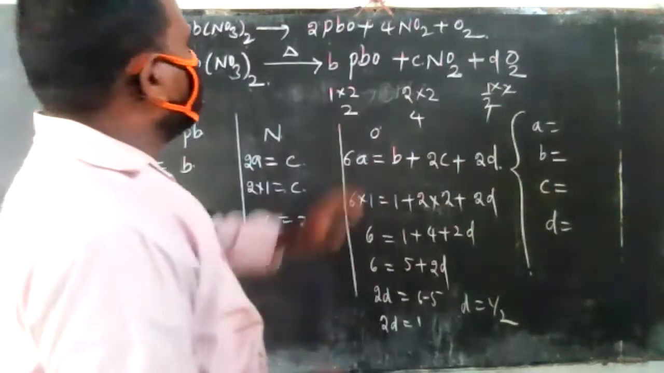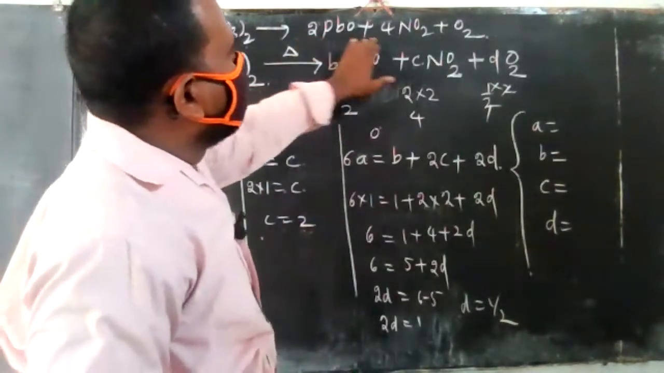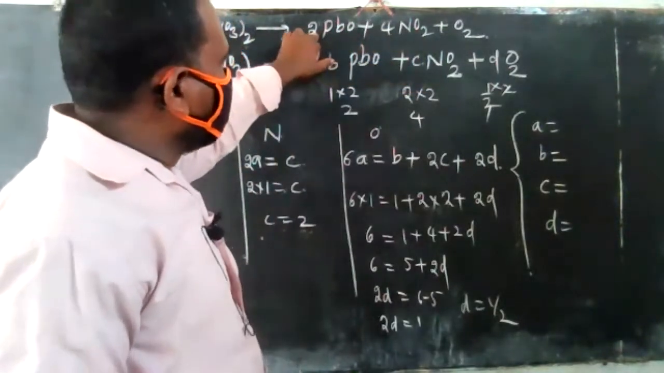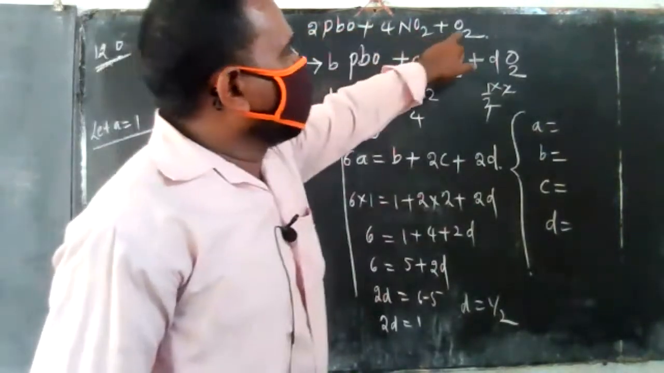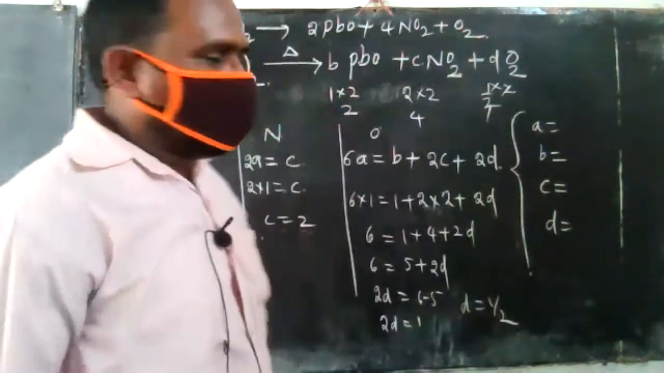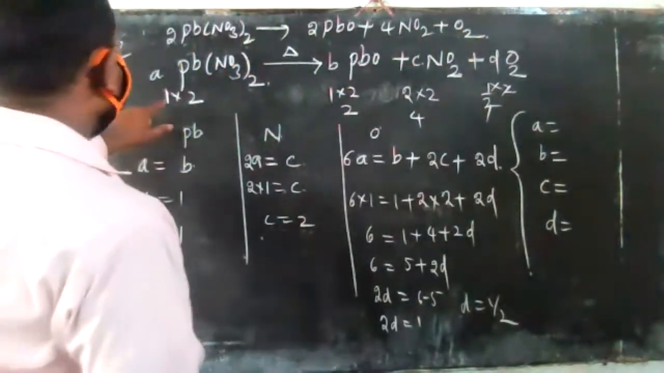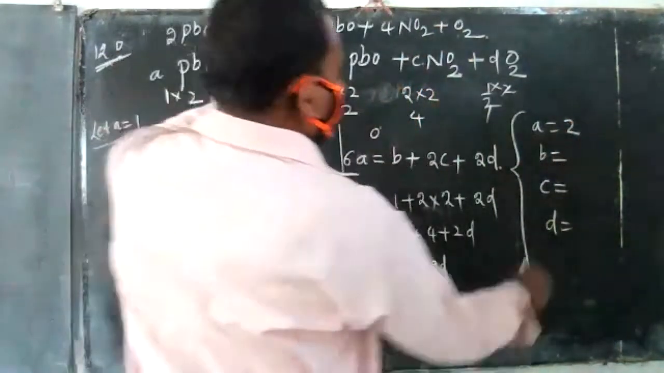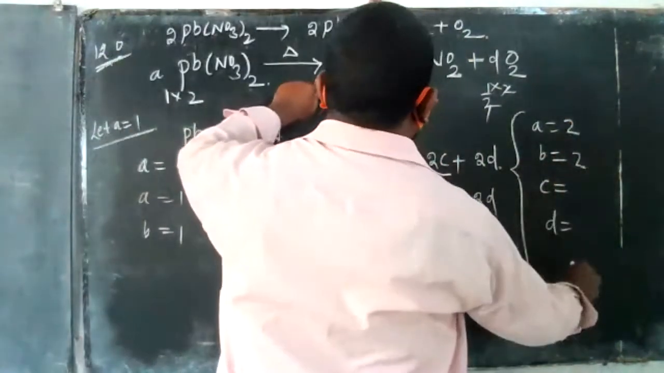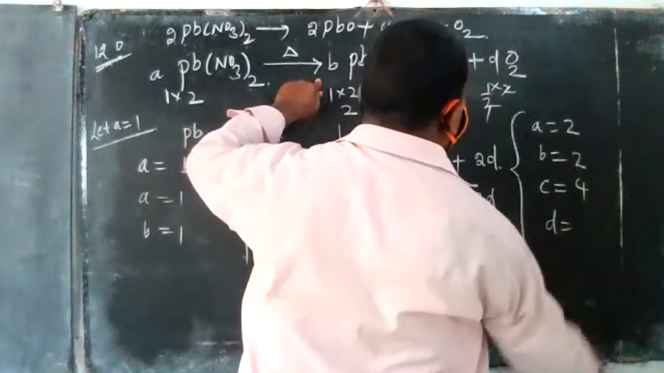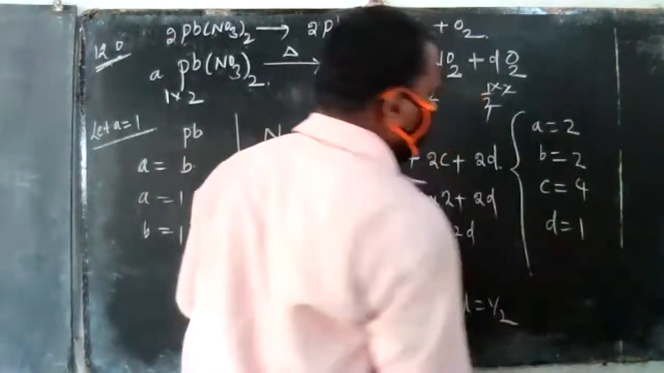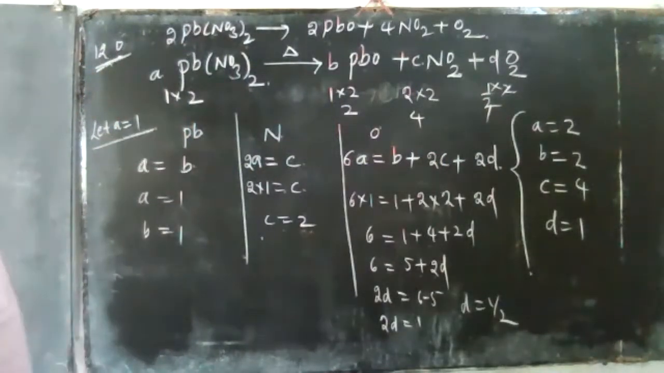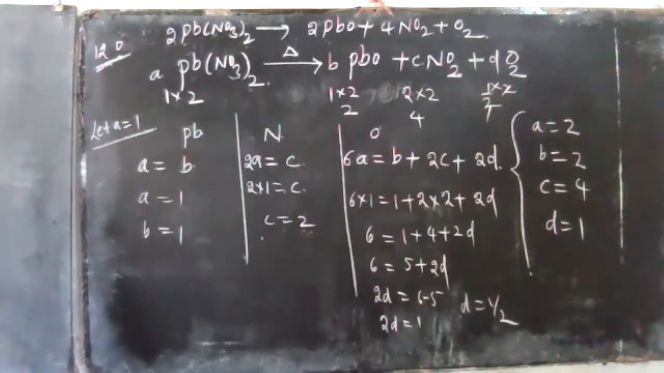Now coming to the other side, 4 twos are 8, 8 plus 2 is 10, and again 10 plus 2 is 12. So 12 on both sides. So now A is equal to 2, B is equal to 2, C is equal to 4, and D is equal to 1. This is the mathematical way to balance the equation.